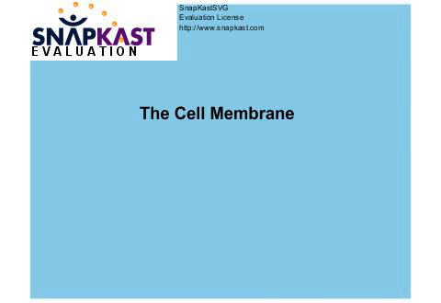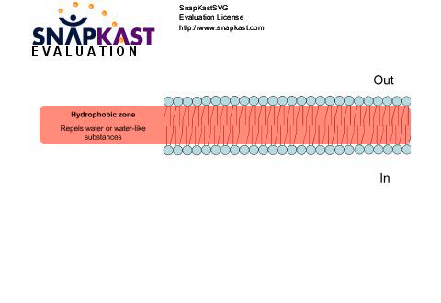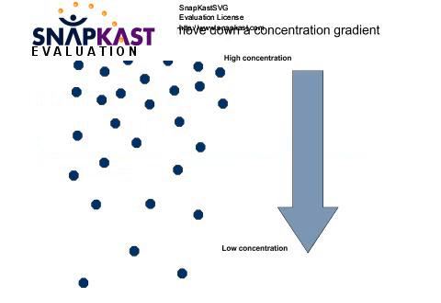Okay, so today we're going to talk about the cell membrane. The cell membrane structure is that of a phospholipid bilayer. The center of the phospholipid bilayer is hydrophobic, or afraid of water. It repels all water or water-like substances. The outside of that layer actually is hydrophilic. It's attracted to water or water-like substances.